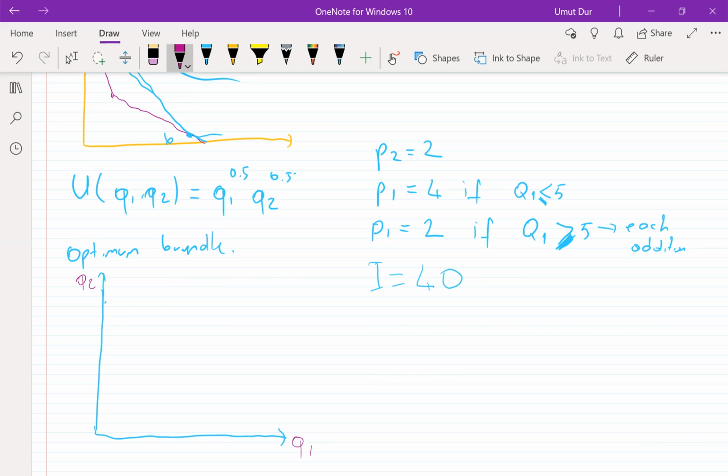Right. It will be 20, right? So it is 40 divided by 2. Then another point that I need to be careful about is where the quantity is 5 for good 1, because the price changes after that.